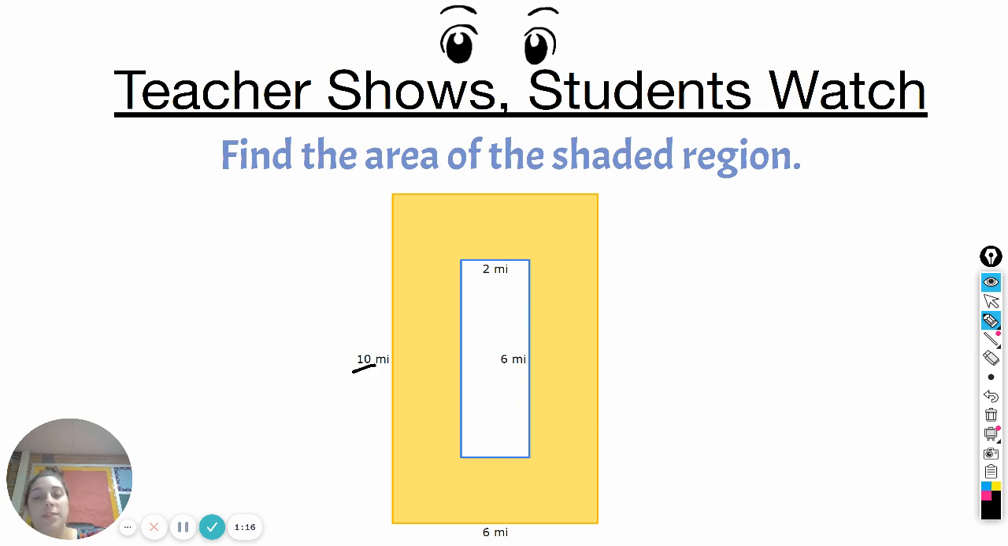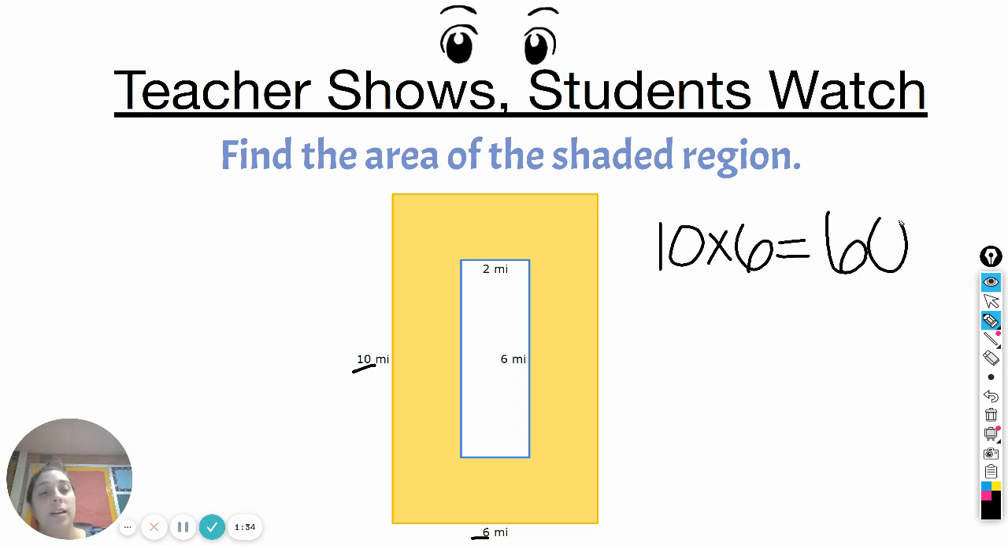We have a side of 10 and a side of 6. So our equation is 10 times 6. Count by 10, 6 times. 10, 20, 30, 40, 50, 60. So the area of the yellow rectangle, if the white rectangle weren't taken out of it, would be 60.